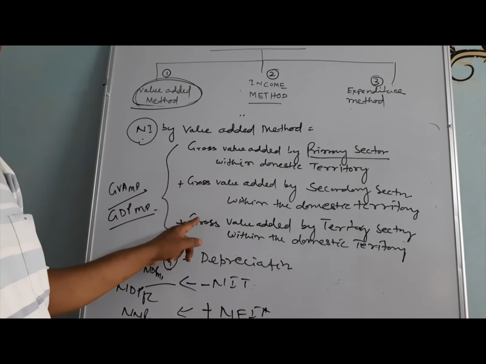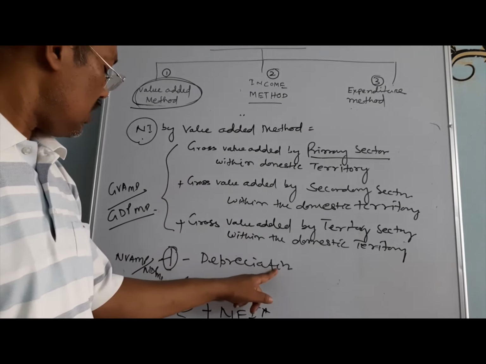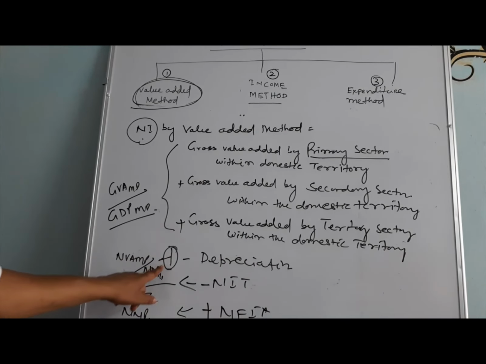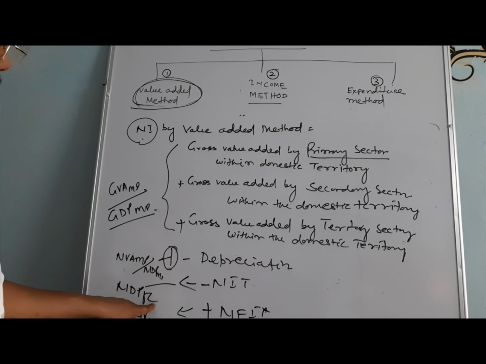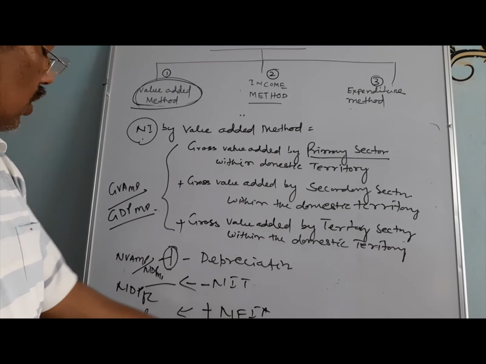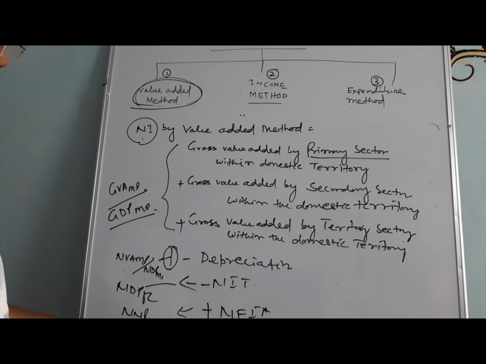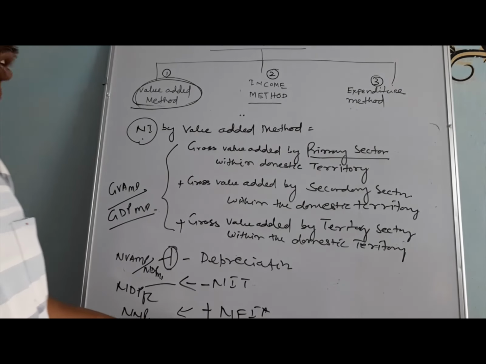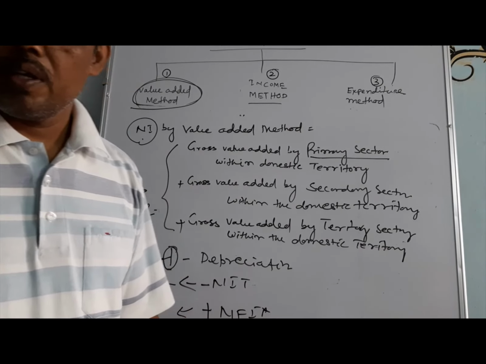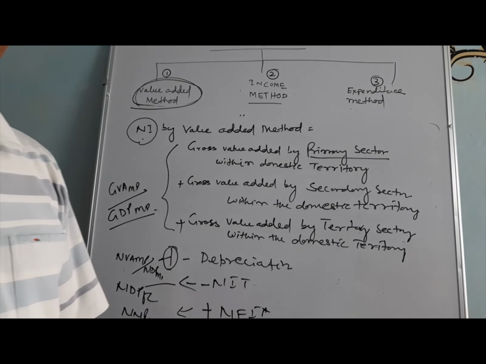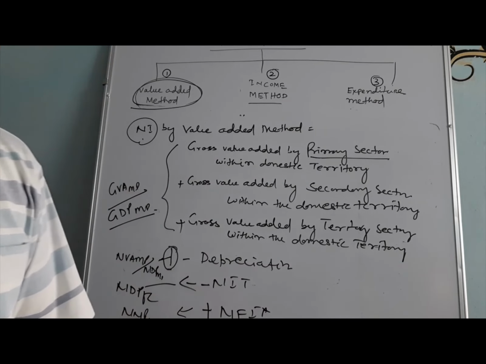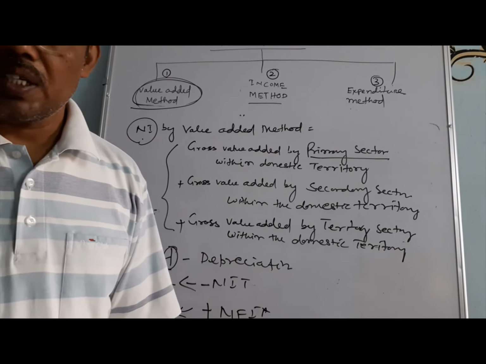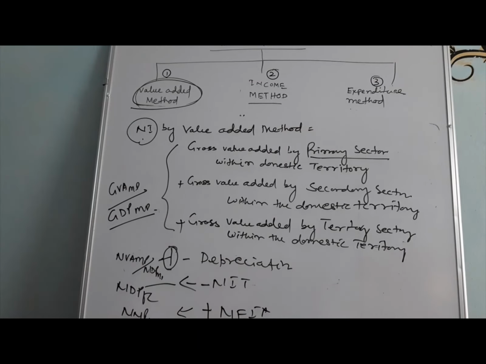These are the steps to calculate. Then minus depreciation, we get the net value added at market price, or NDP at market price. Then minus net indirect taxes, we get NDP at factor cost. Then plus net factor income from abroad, we get NNP at factor cost, which becomes the national income. That is the process to calculate national income by value added method. I think you must be clear. Thank you.